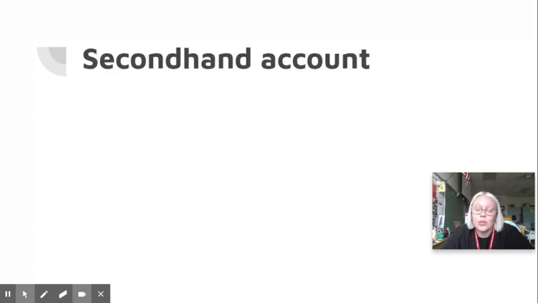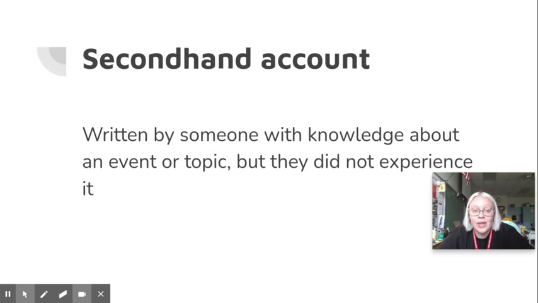Now, the story that you heard yesterday was a second-hand account, and that means it's written by someone with knowledge about the event or the topic. So in our case, the story from yesterday was written by someone with knowledge about Ruby Bridges and when she went to school for the first time, but they didn't experience it. They had to do their own research to be able to have that knowledge. So these are your 5 words for the week.